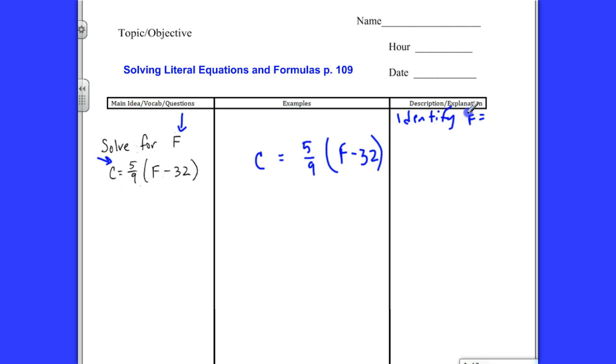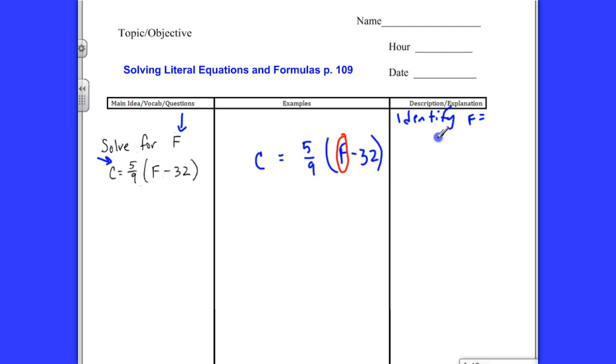You want to end up with F equals on one side. Okay, let's identify where that F is. It's right here. So our goal now is to get that F all by itself. Okay, well, here's a strange looking thing. We have this fraction right here, and we have that fraction multiplied times this.